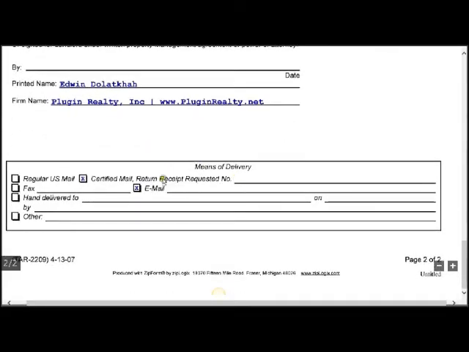This last box is very important, the means of delivery. I will suggest at least 3 different ways, which is going to be regular US mail, also certified mail, and make sure you put the tracking number in here, and also via email, and put each individual email address that you sent this notice to.